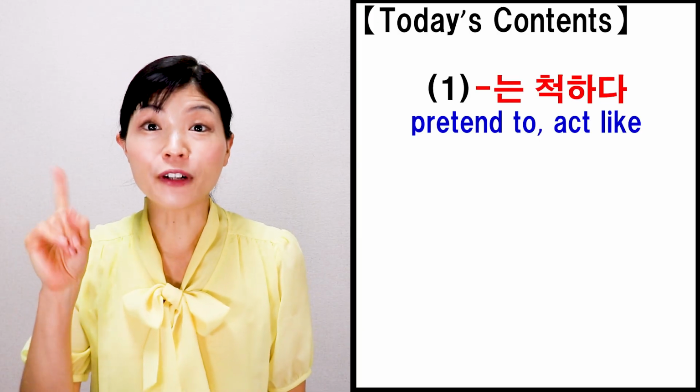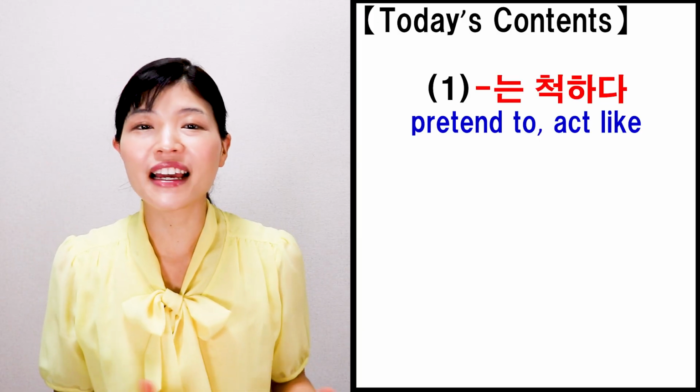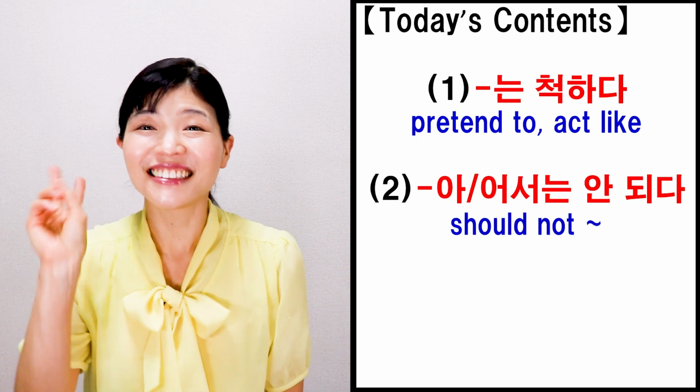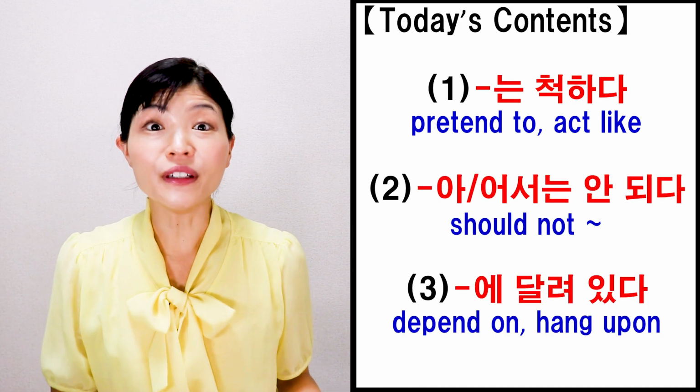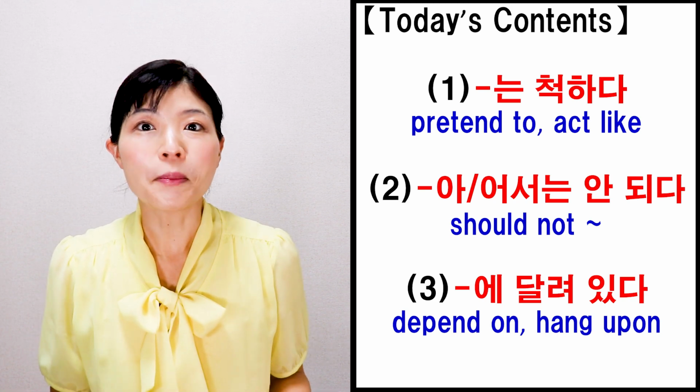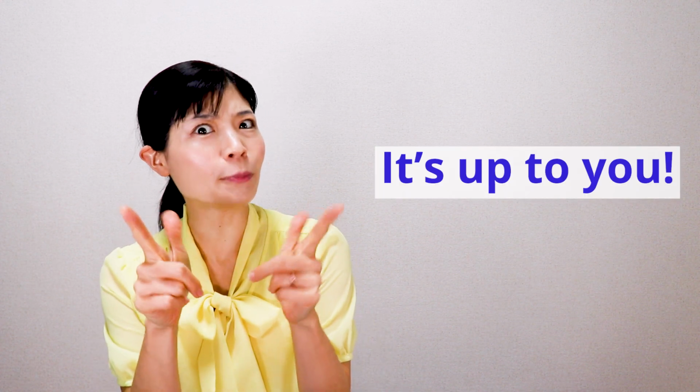Today's grammar is first, 는 척하다, pretend to act like. Second, 아어서는 안 되다, should not. And third, 에 달려있다, depend on, hang upon. After you learn today's grammar, you will be able to say it's up to you.